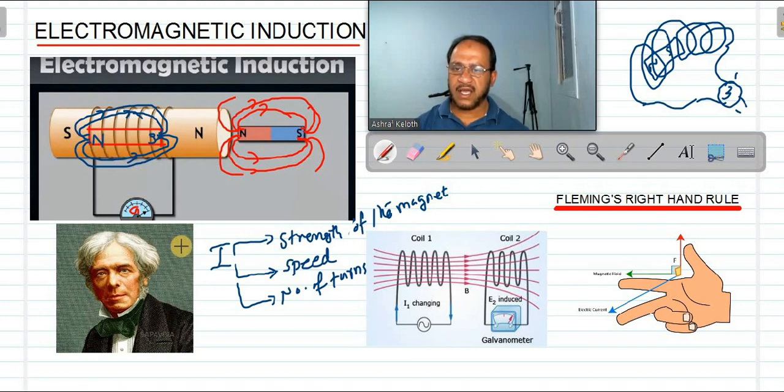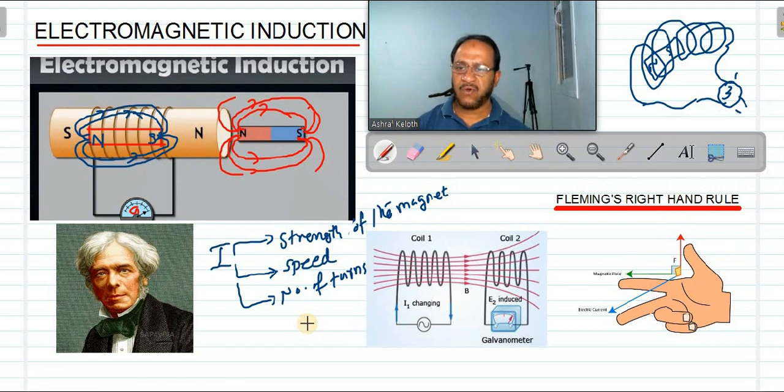And the strength of the current, as you told, we can increase by increasing the strength of the magnet or magnetic field, by increasing the speed of motion of the conductor or the magnet, and also by increasing the number of turns. Now one more question is there: in what direction will the current be induced?